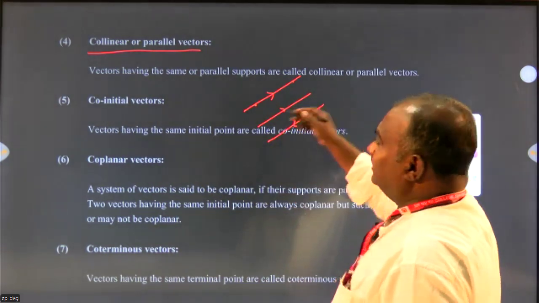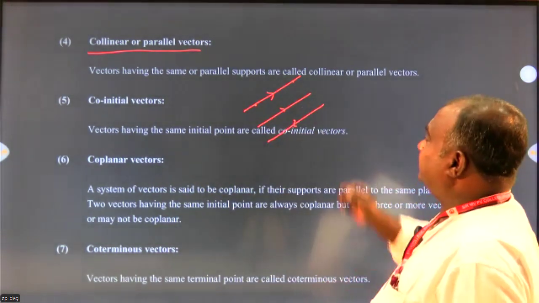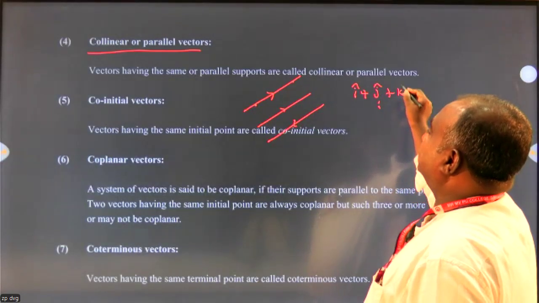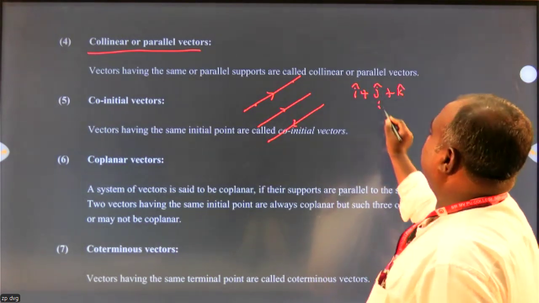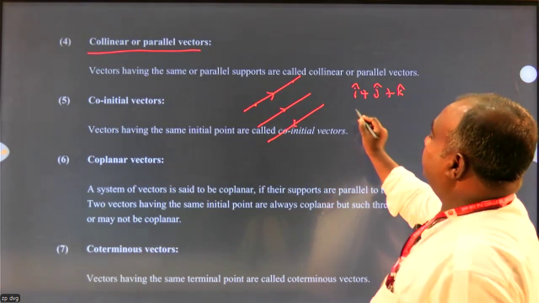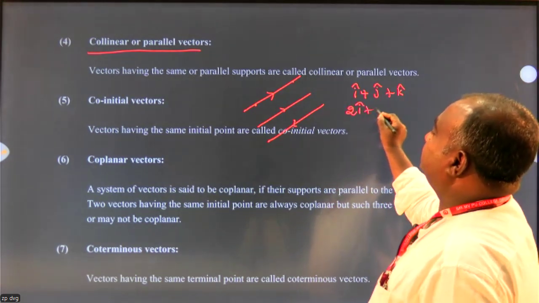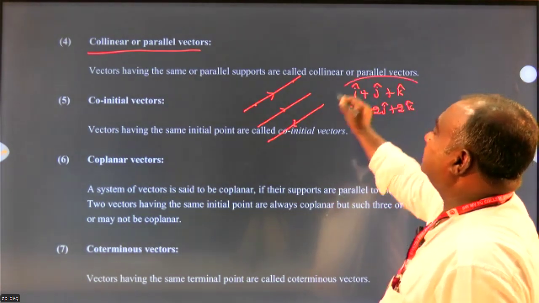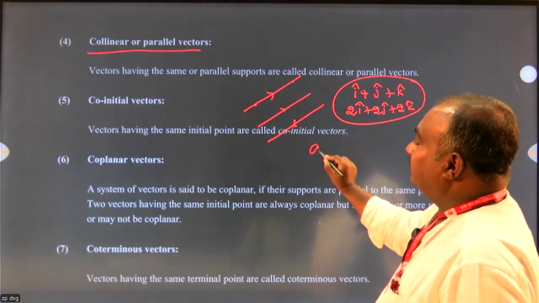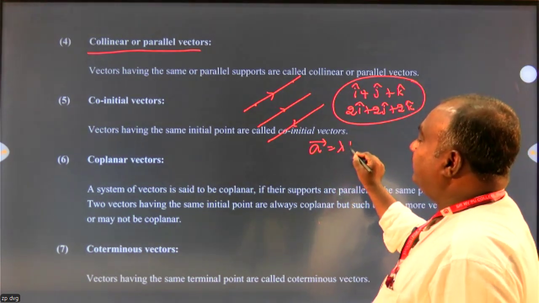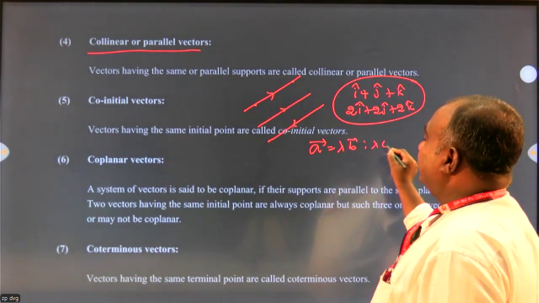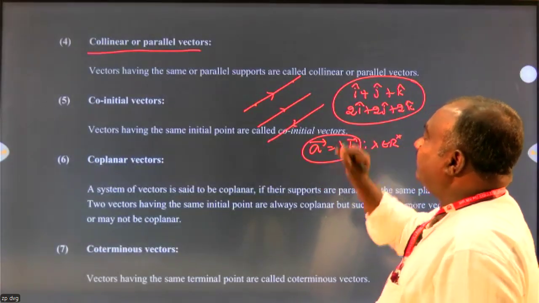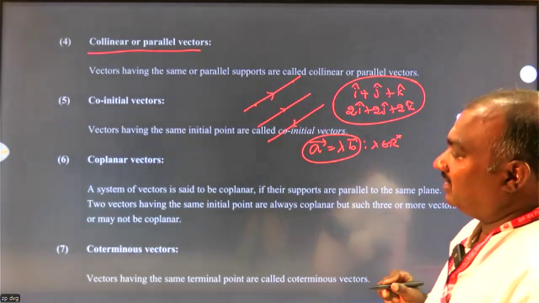For example, in our textbook also an example is given, which is simple. First you have to take i plus j plus k. If you have taken one vector like this, the collinear vector of this one is simply 2i plus 2j plus 2k. If you have taken this, it becomes the parallel or collinear vector. Now, how to identify these vectors? If you write a bar is equal to lambda b bar, where lambda is a non-zero real number, then a bar, b bar are called collinear or parallel vectors.